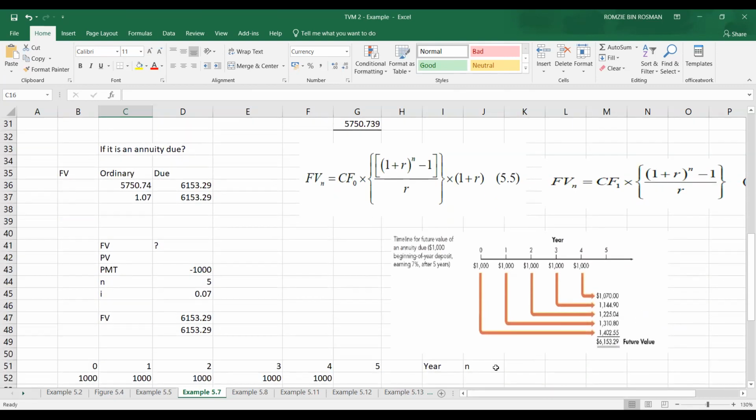Annuity due. We will have the present value. Okay, yes, this is a present value, you are right. But you can put a payment because it's a PMT, same. So you cannot put a PMT 1000 and then present value also 1000, it is duplicated. So you just put PMT.